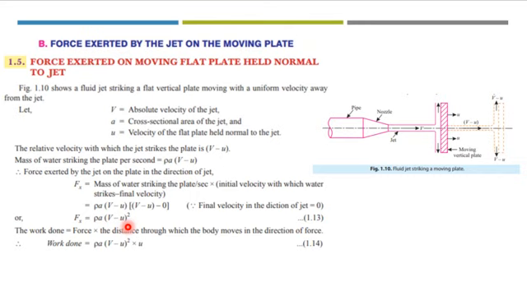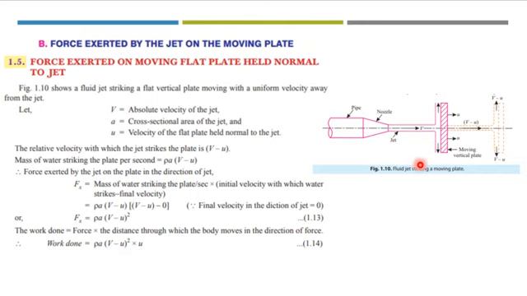When we were studying stationary plates, we saw that the work done was 0 because the plate was not moving, but in this case the plate is moving, so the work done will be calculated by multiplying this force with the distance through which the body moves in the direction of force. So the work done will be equal to rho a into v minus u whole square multiplied by u.